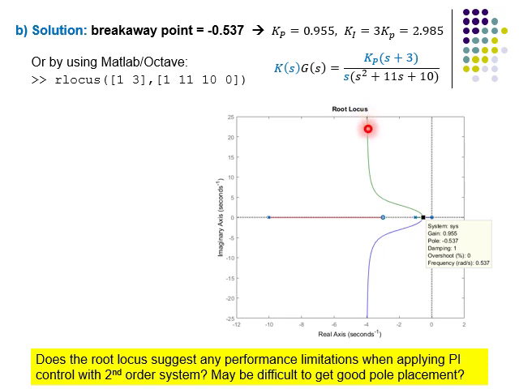So although we can get a reasonable response here by applying the PI controller to this second order system, there is a limitation to how fast we can make the system respond when using a PI controller.